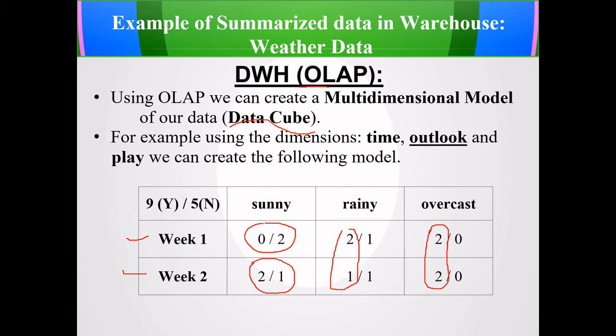So my aggregate operation here is the count operation. The number of no's is 1 and the number of yes's is 2 in week 1, right? Similarly, in the overcast case, the number of yes decisions is 2 and the number of no decisions is 0. The same thing we have stored for week 2 in the summarized format.